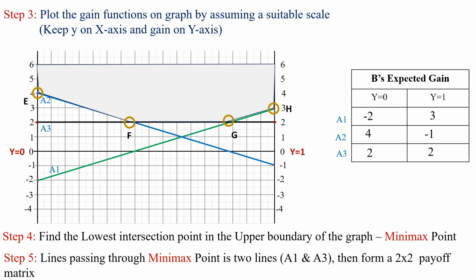Step 5 is to observe the lines passing through the minimax point. Here 2 lines are passing through that minimax point G. Those lines are the A1 line and the A3 line. Then form a 2 by 2 payoff matrix. Since lines A1 and A3 pass through the minimax point G, consider the first and third strategies for player A. Then form a 2 by 2 payoff matrix.